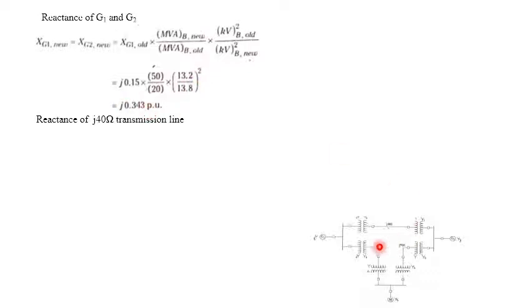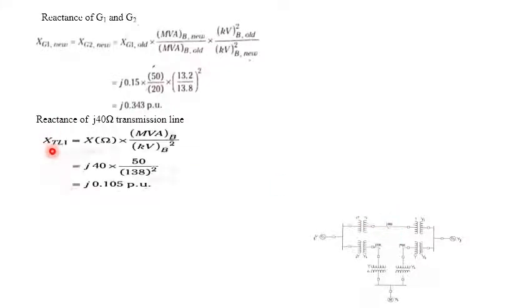Okay, similarly for the transmission line, this is the J40 ohm transmission line. See, this equation is something different compared to the generator, the transformer and the motor. Only the equation is different. What is TL1, the transmission line 1, in per unit? It is ohm into MVA base divided by kV base square. So for the transmission line of 40 ohm, this is 40 ohm into MVA base. Whatever value we choose for MVA base will remain the same, that is 50 MVA.